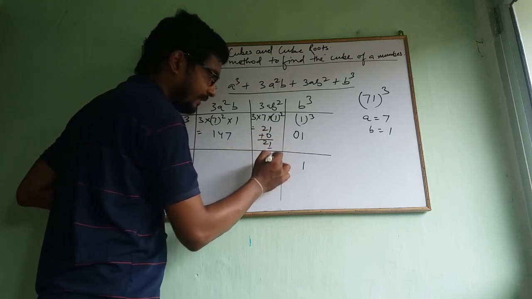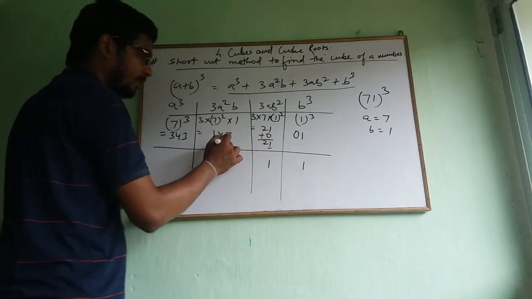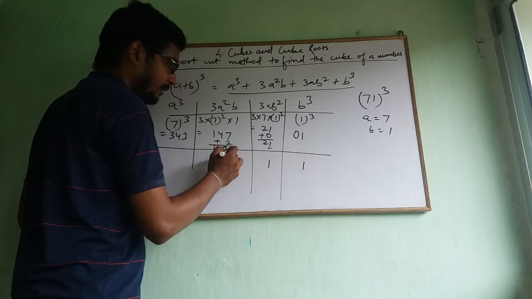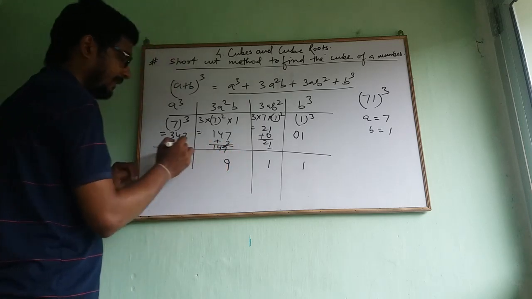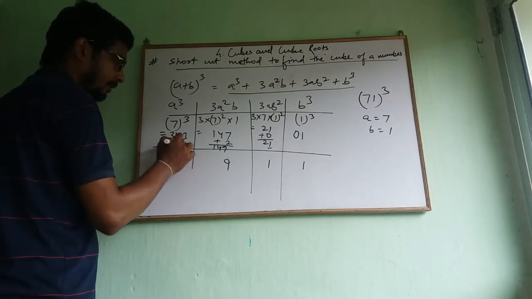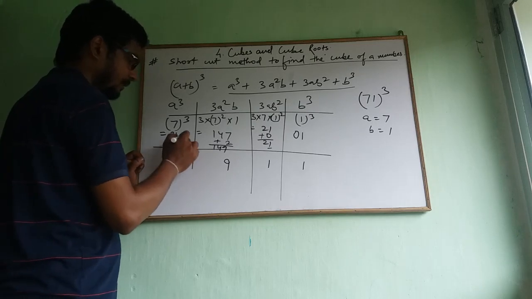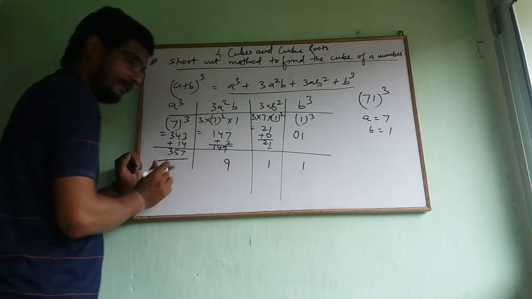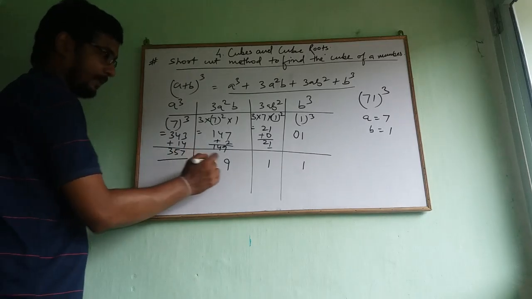From here also I will take 1 and carry forward 2 here. So it becomes 149. I will take 9 here and carry forward 14 here. So it becomes 357. So the whole 357 will be taken from this part.